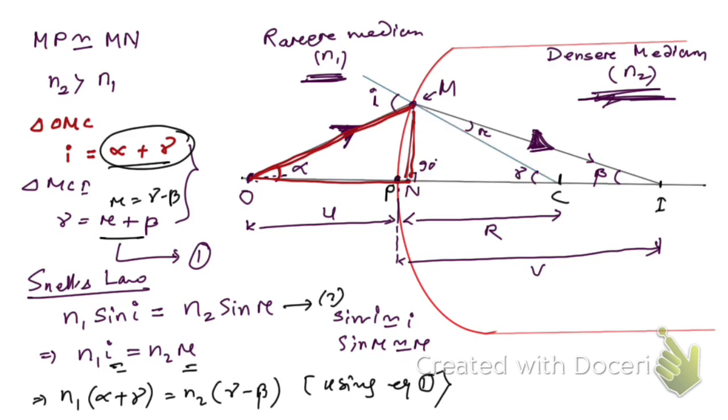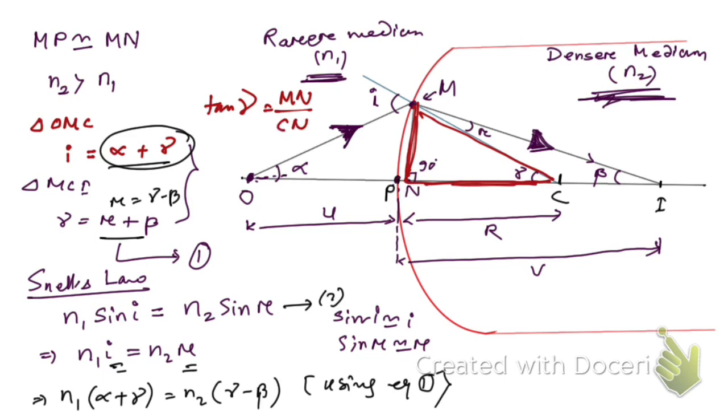Okay, so let me clean it first, just wait. Now consider this triangle only. From this triangle, what you're gonna get? You're gonna get tan gamma is equal to perpendicular, that is MN, divided by base, that is CN, right? MN by CN.